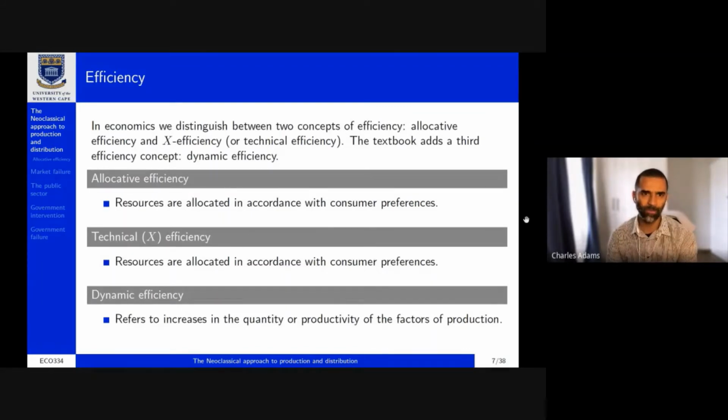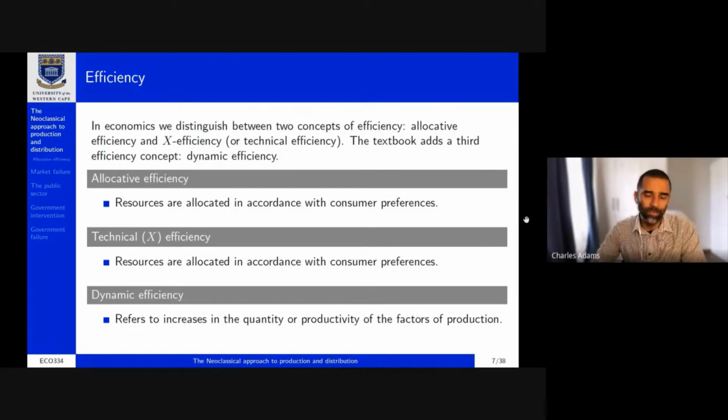Okay. So on this slide, I just distinguish between the three types of efficiency that are talked about in the textbook. Usually we talk about two types of efficiency. We have allocative efficiency and X efficiency, also called technical efficiency. The X in X efficiency just refers to the fact that we are talking about anything other than allocative efficiency. Okay, the textbook also has a third efficiency concept, which the authors call dynamic efficiency. And by dynamic efficiency, what they mean is growth, economic growth, right?